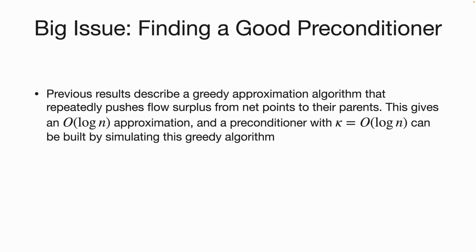Okay, the big challenge for our algorithm is indeed the step to compute the min cost flow. How to find a good preconditioner with small enough condition number, for example O of log n? All previous results describe a simple greedy approximation algorithm that repeatedly pushes flow from net points to their parents, and a preconditioner can be built by simulating this routing algorithm easily.